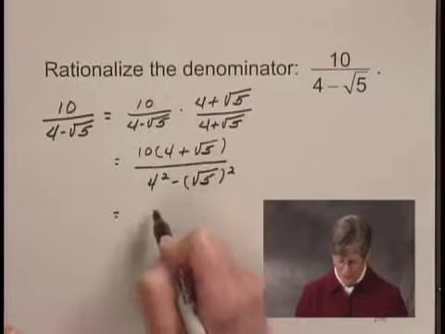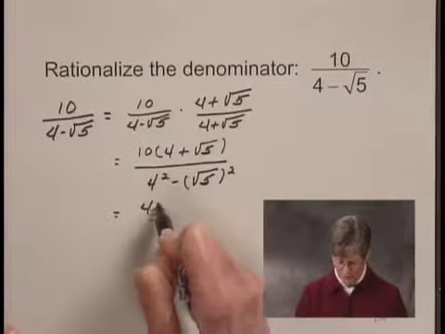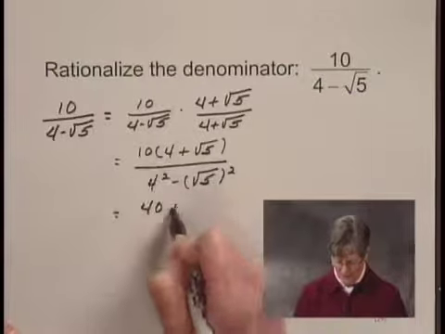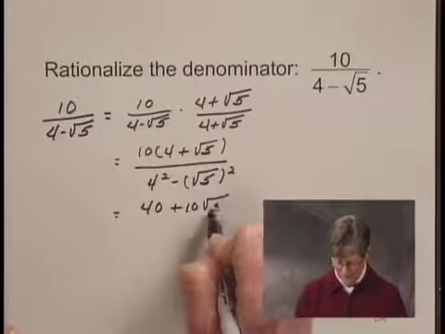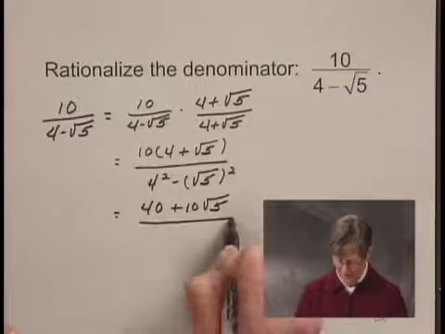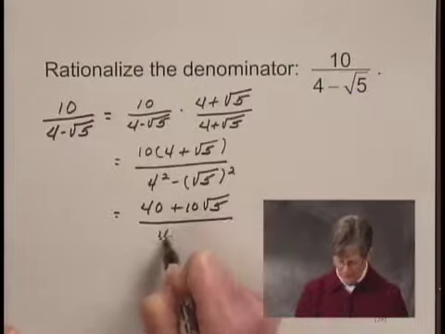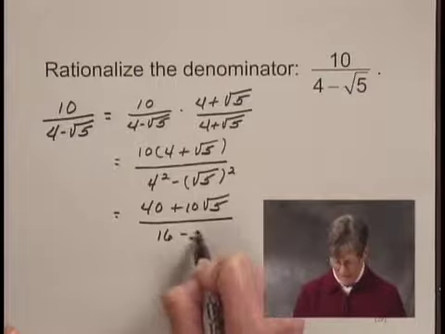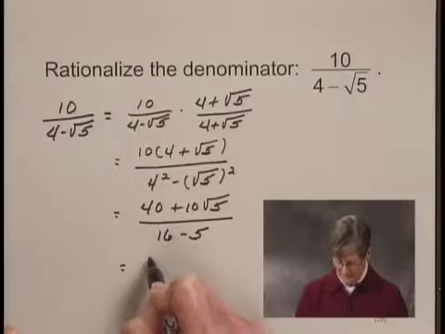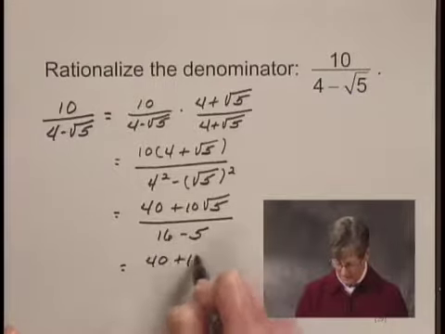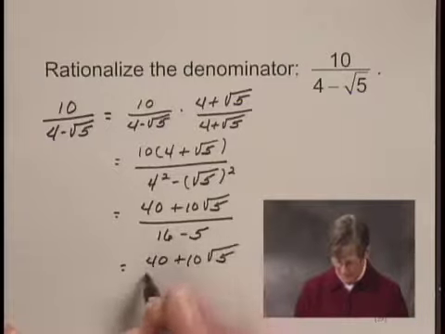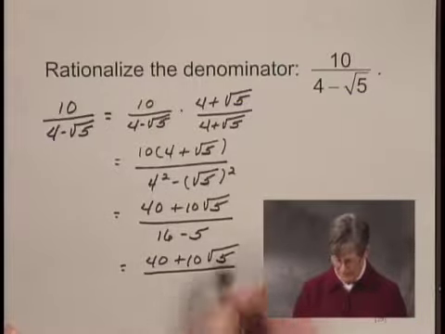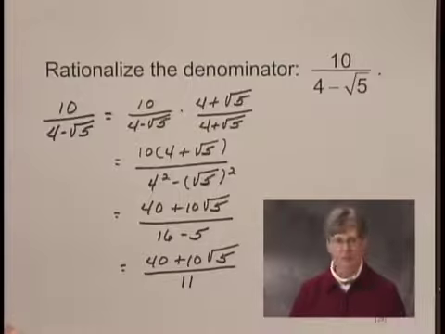Doing the multiplication in the numerator, I have 10 times 4, which is 40, and 10 times the square root of 5. So I have 40 plus 10 times the square root of 5. 4 squared is 16, and the square root of 5 squared is 5. And carrying out that subtraction in the denominator gives me the final result, 40 plus 10 times the square root of 5 over 11.